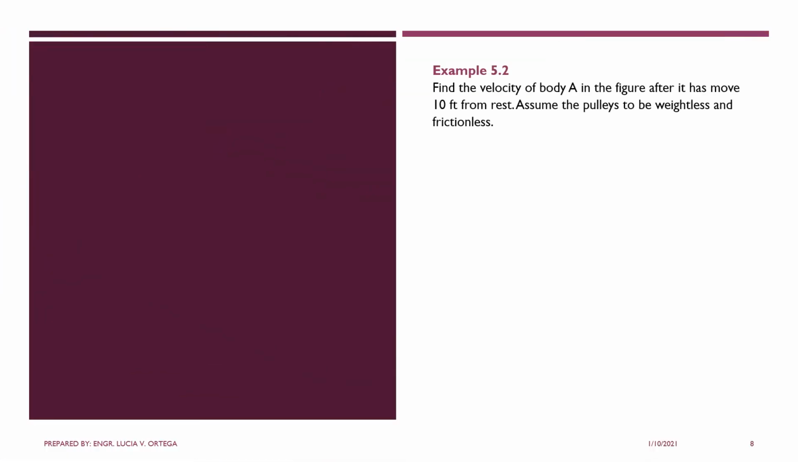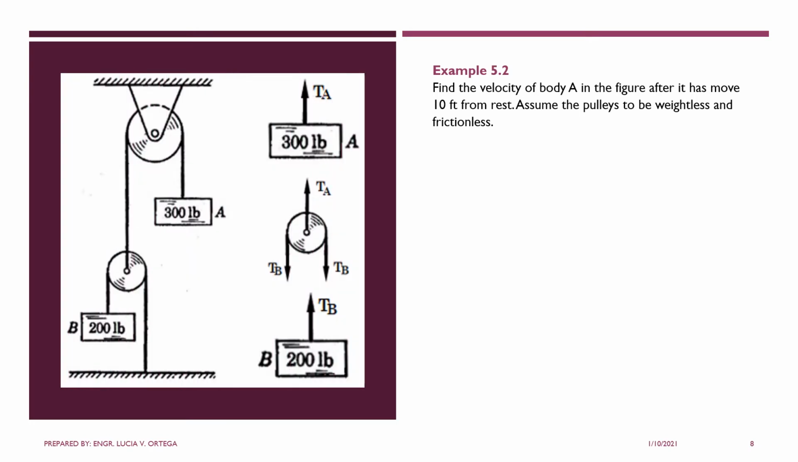So let's solve another example. Find the velocity of body A in the figure after it has moved 10 feet from rest. Assume the pulleys to be weightless and frictionless. So this is the pulley. We have solved this already in chapter 2, but this time, we will apply the work energy equation.